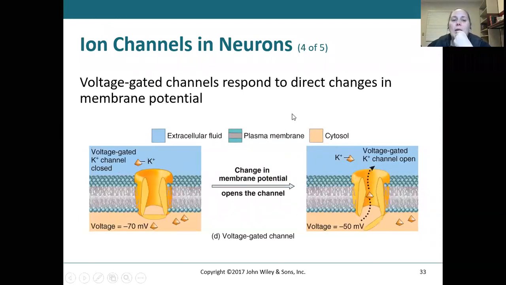Okay. The last type of ion channel in neurons that we'll talk about are voltage gated channels. And those are going to respond directly to changes in membrane potential. So again, our resting membrane potential might be at -70. Again, that's if you have a cell, you put a little electrode into it, you're measuring the electrical charge inside.